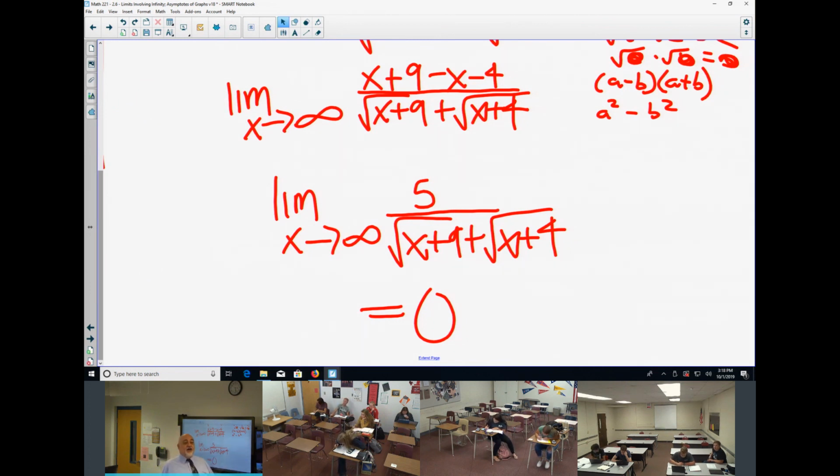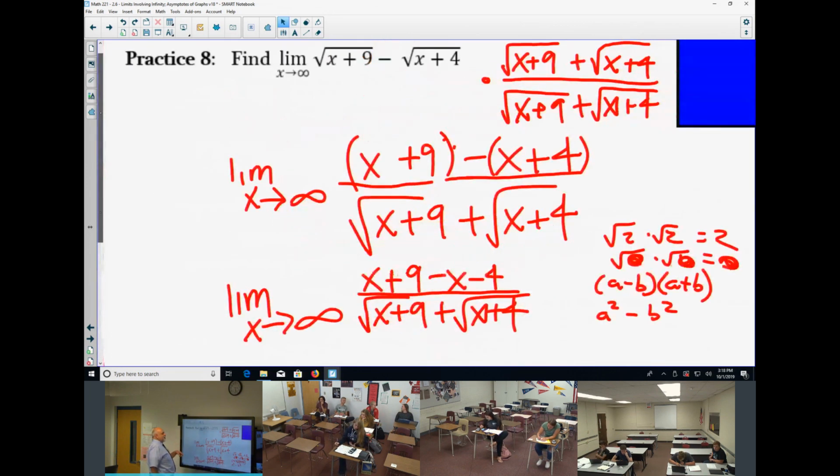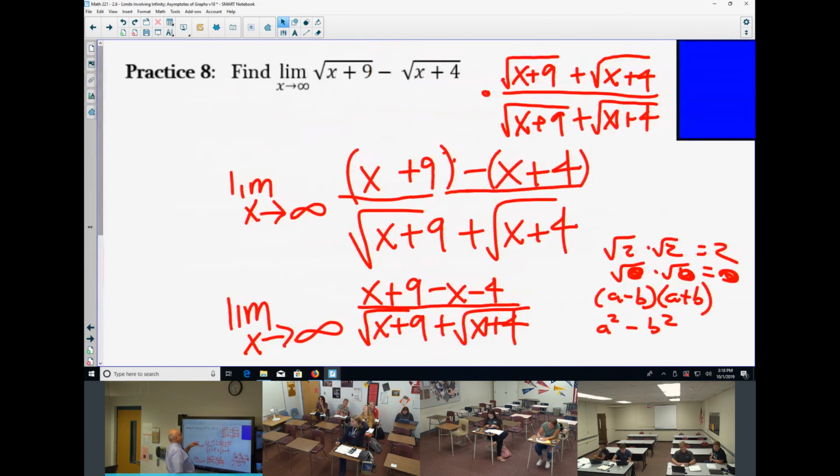So would anyone like me to go through it? Yeah, can we please go through it? Sure. Okay. So you multiply by the conjugate, and so radical x plus 9 times radical x plus 9 is just x plus 9. Minus. Okay, the outer and the inner products will cancel. And so you get radical x plus 4 times radical x plus 4 is just x plus 4.